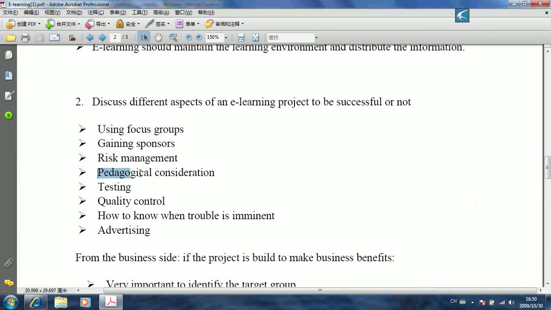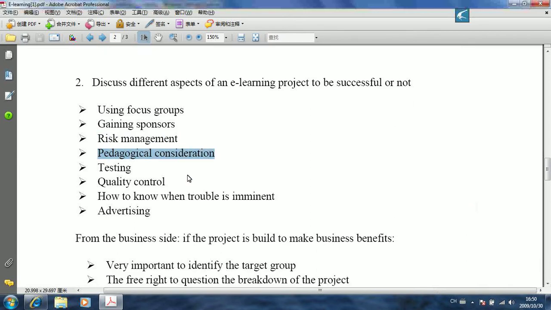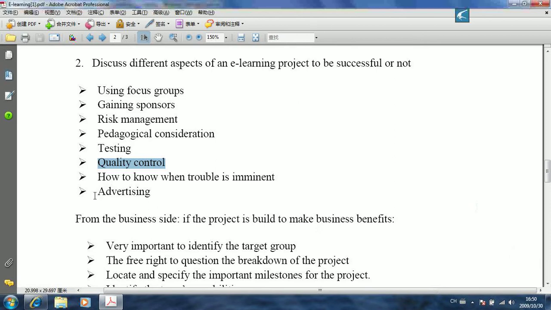And the pedagogical consideration should also be one of them, and the testing of the e-learning project, and the quality control, and how to know when trouble is imminent. Also very important would be advertising. But all those above aspects are considered on how to build an e-learning project.